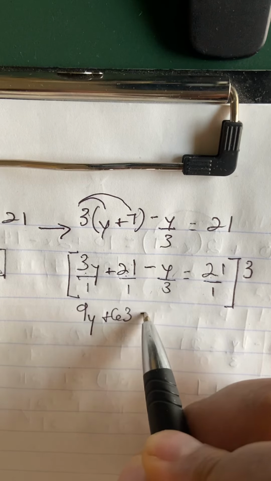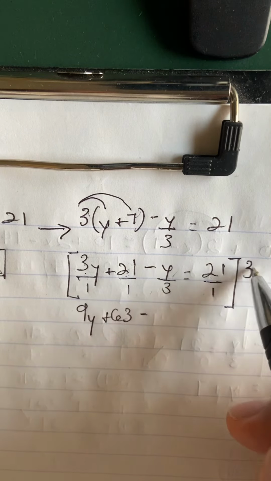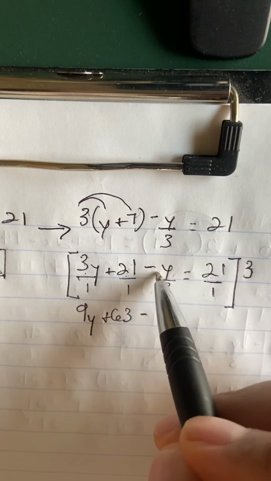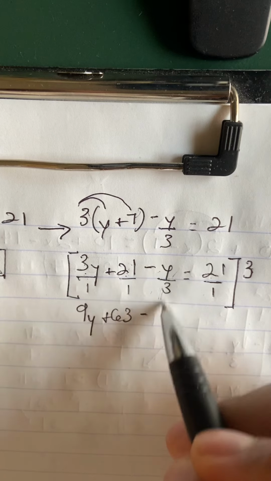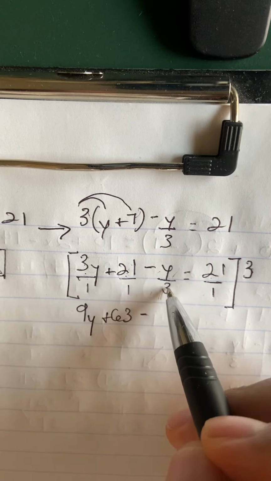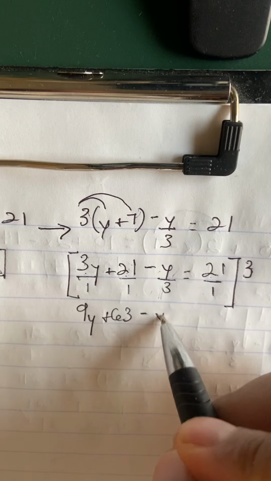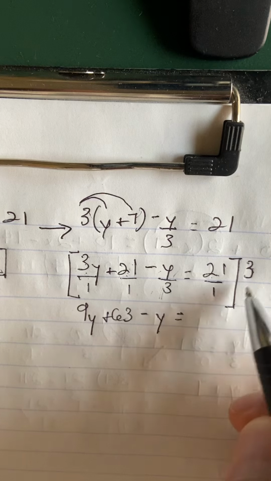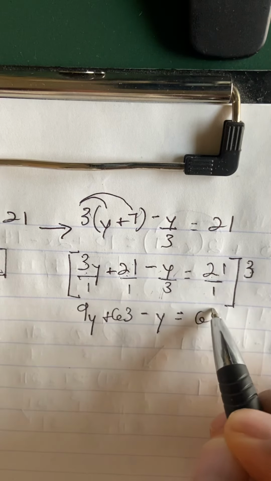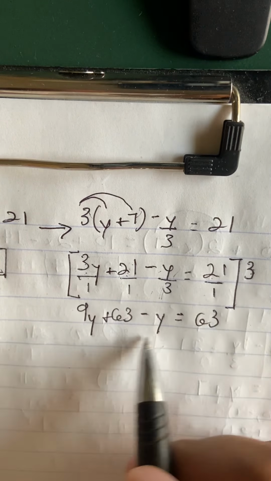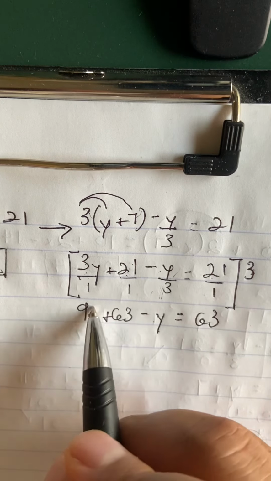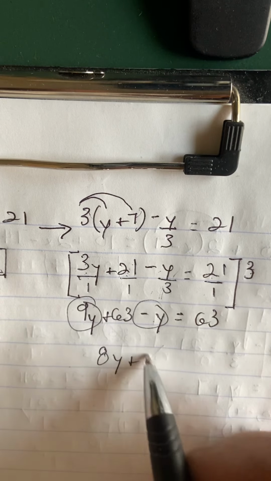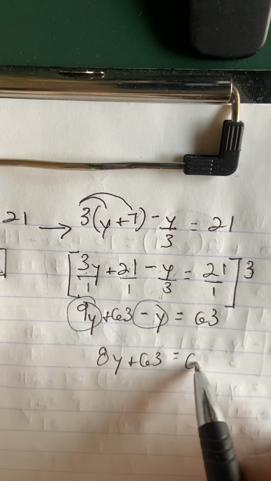Now this is where the magic happens. This was the whole purpose of multiplying by the LCD, because it makes the fraction cancel out. 3 times negative y is negative 3y, but then you have to divide by 3. So negative 3y divided by 3 is negative y. And the fraction, just like that, is gone. Then you have the equal sign, and 3 times 21 again is 63. Now we can combine like terms: 9y minus y is 8y. And then we have plus 63, and that's equal to 63.